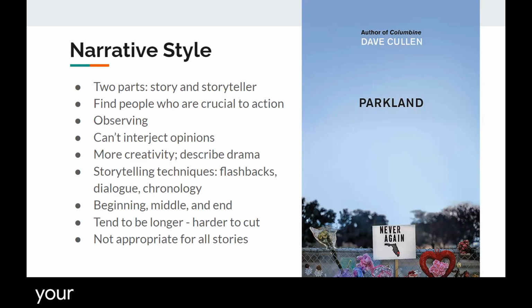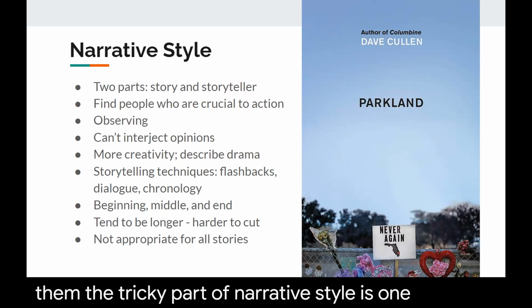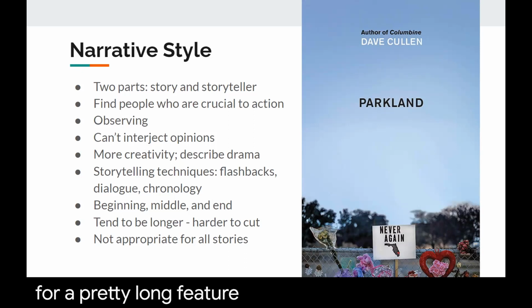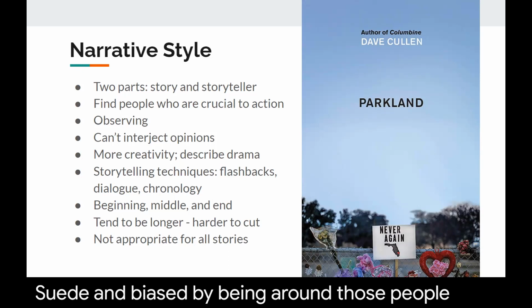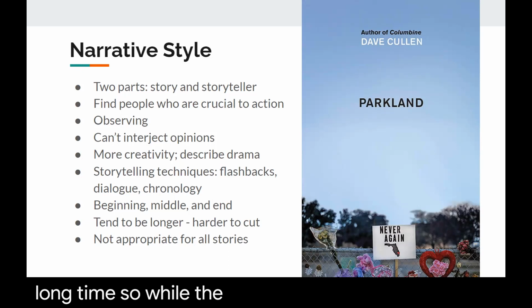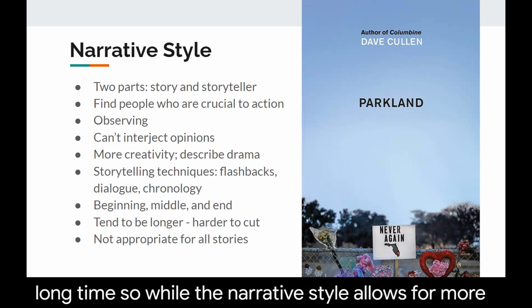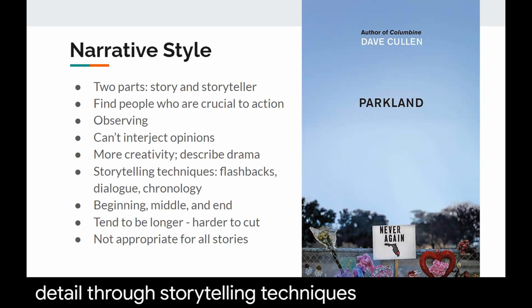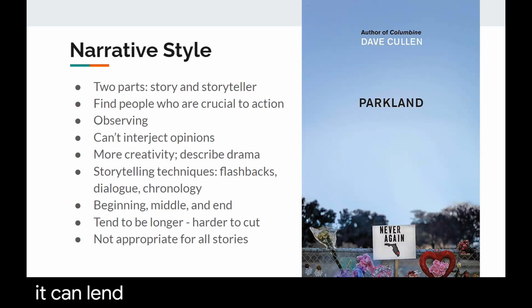And so it would be your job as a narrative style news writer to find people who are crucial to the action and observe them. The tricky part of narrative style is once you interact with people for a very long time, usually for a pretty long feature, it's easy to have your opinions swayed and biased by being around those people for a long time. So while the narrative style allows for more creativity and the ability to describe drama in a lot of detail through storytelling techniques, the challenge is it can lend itself pretty heavily to bias and opinion.